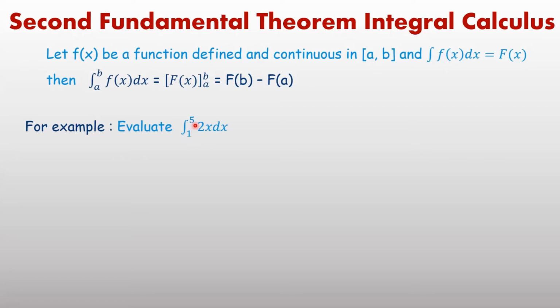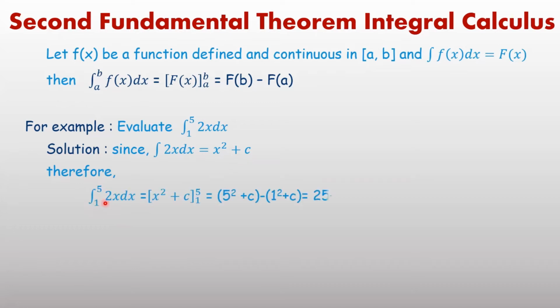For example, we want to find the area under the curve y equal to 2x above the x-axis from x equal to 1 to x equal to 5. So directly we can solve it using this formula, which is known as the second theorem of integral calculus. Since integration of 2x dx is x square plus c, therefore integration of 1 to 5 2x dx we can write as [x square plus c] from 1 to 5. First in place of x write 5 square plus c, minus F(a), means in place of x write 1 square plus c. You will get 25 plus c minus 1 minus c equal to 24.